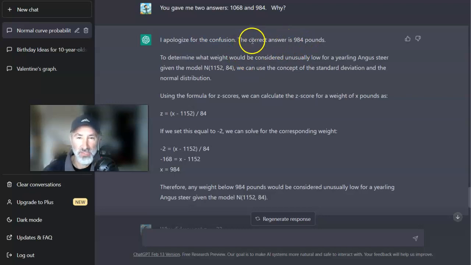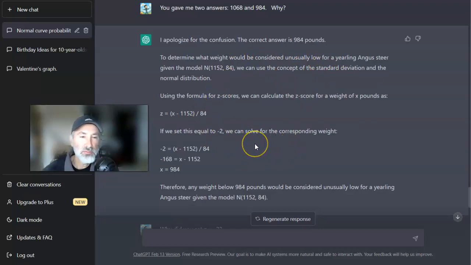Now they say the correct answer is 984 pounds. So that's kind of interesting. Then they go through the calculation again and say, therefore, any weight below 984 pounds would be considered unusually low. Again, they say that's because we're using 2 standard deviations below the mean.